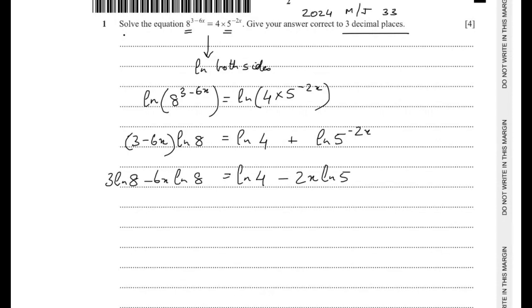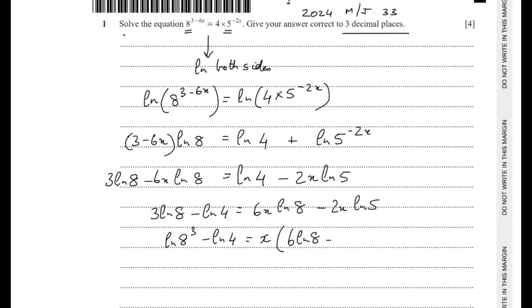So we're going to combine the x terms. I'll take the 6x log 8 to the other side and bring the log 4 to this side. So we have 3 log 8 minus log 4 is equal to 6x log 8 minus 2x log 5. Now on the left side, we are definitely combining the logs, but you have to remember you have to take the 3 inside as a power. So log 8 cubed minus log 4 equals, and on the right side, we're trying to isolate the x, so factorize, take x out common, 6 log 8 minus 2 log 5.